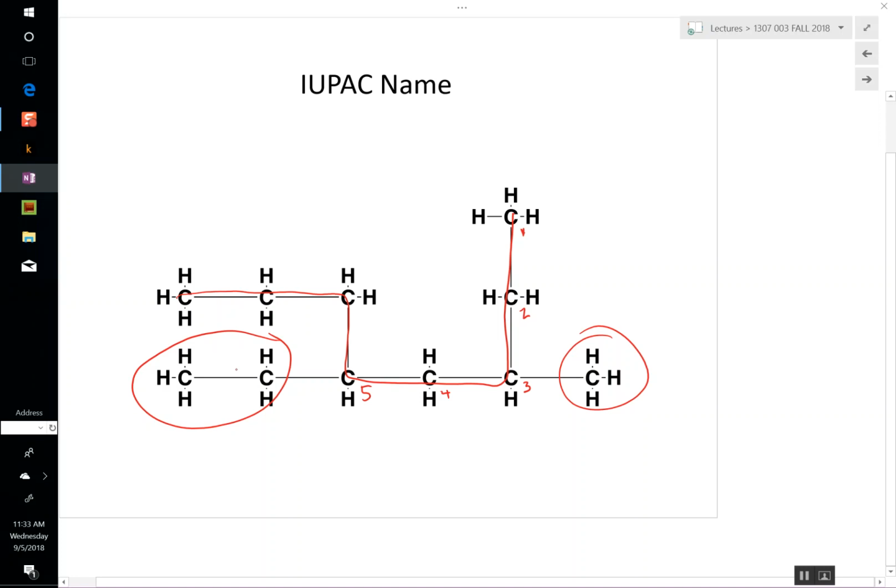And this was on carbon number 5. The parent name is octane. Okay, now we need to assemble the name alphabetically. So what's going to go to the front of the name? Ethyl. 5-ethyl, dash, 3-methyl octane.